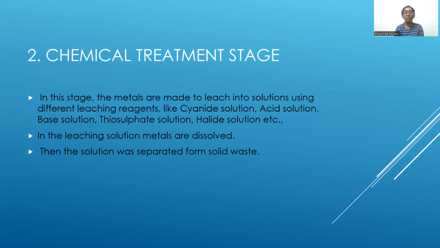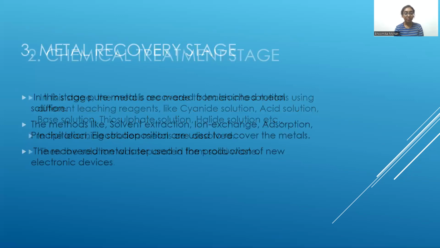Next comes the chemical treatment stage. In this stage, the metals are made to leach into solutions using different leaching reagents like cyanide solution, acid solution, base solution, thiosulfate solution, halide solution, etc. In the leaching solution, metals are dissolved. Then the solution is separated from solid waste.